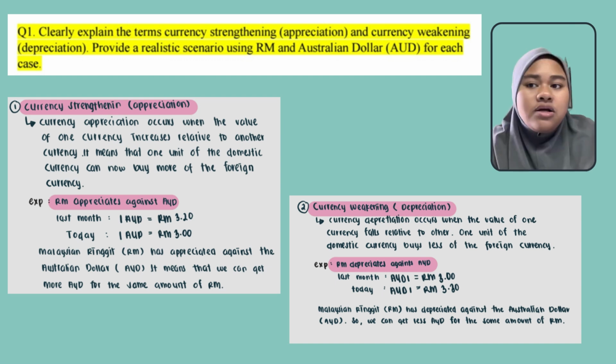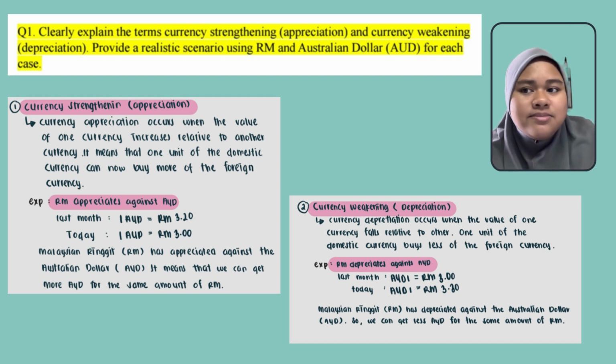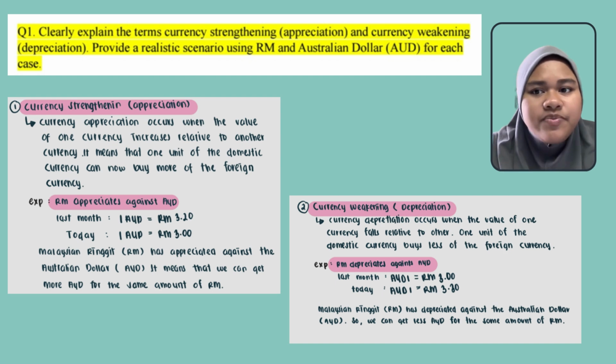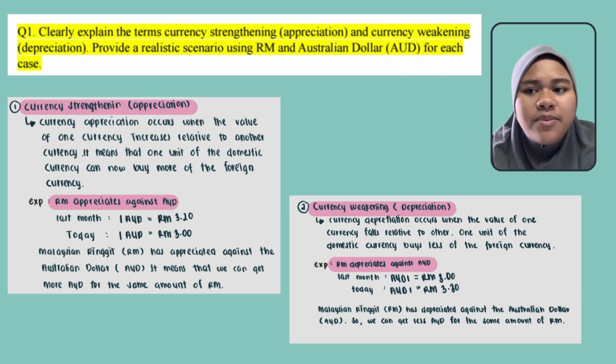Now, let's look at the opposite. If the exchange rate moves from 3 ringgit per 1 Australian dollar to 3 ringgit 30 cents per 1 Australian dollar, the ringgit has depreciated. This means Malaysians now need more ringgit to buy the same 1 Australian dollar, indicating that the ringgit has weakened. As a result, imports from Australia become more expensive and traveling abroad might cost more for Malaysians.